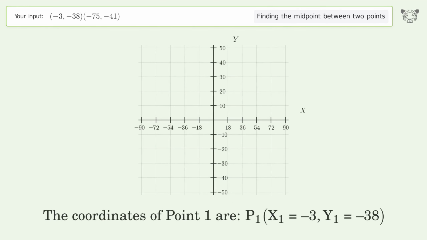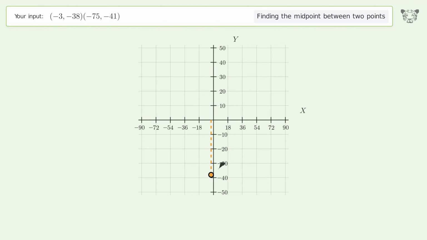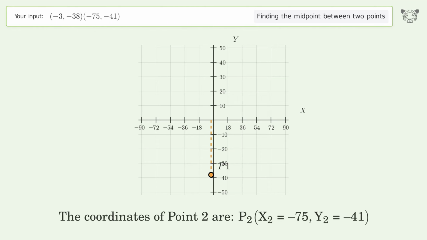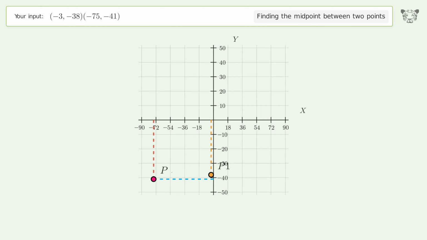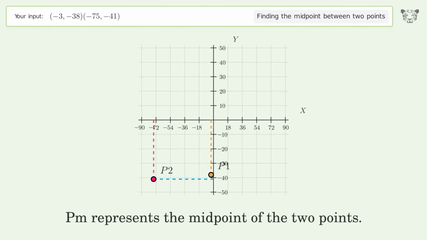The coordinates of point 1 are, x1 equals -3, y1 equals -38. The coordinates of point 2 are, x2 equals -75, y2 equals -41. PM represents the midpoint of the 2 points.